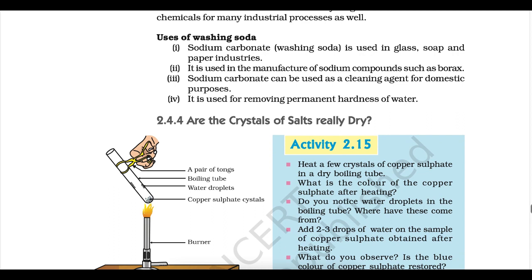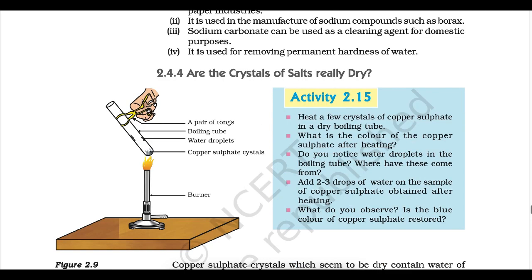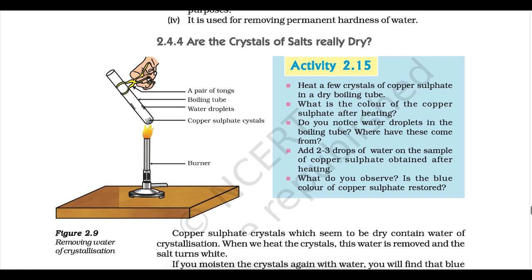Uses of washing soda. Sodium carbonate, which is washing soda, is used in glass, soap, and paper industries. It is used in the manufacture of sodium compounds such as borax. Sodium carbonate can be used as a cleaning agent for domestic purposes. It is used for removing permanent hardness of water.